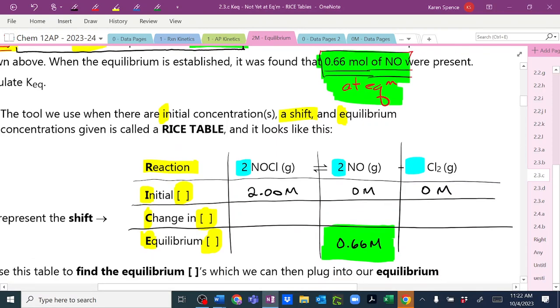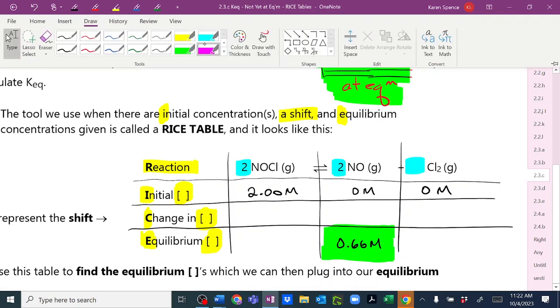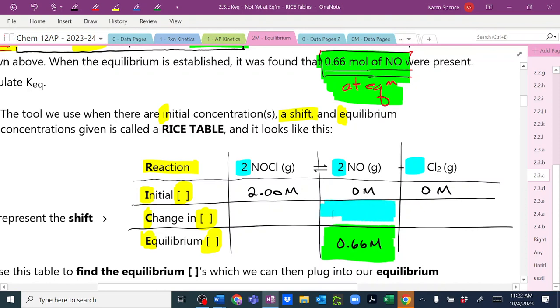Now, it's just like a little puzzle. If you know two things in a column, you can figure out the third thing in the column. So what's going to go in this box here? Is it going up or down? It's going up, so we're going to put a plus sign. So 0 plus what gives 0.66? It is 0.66.